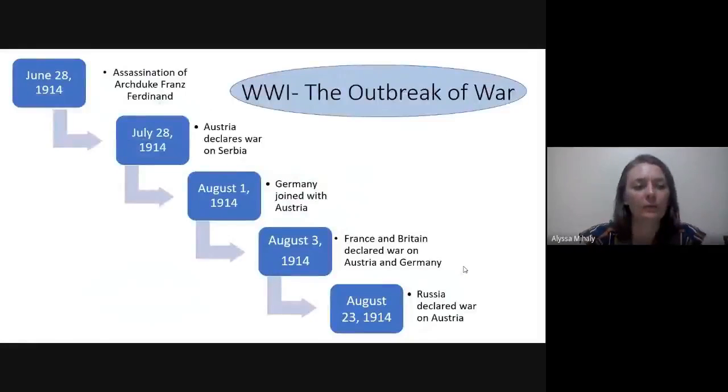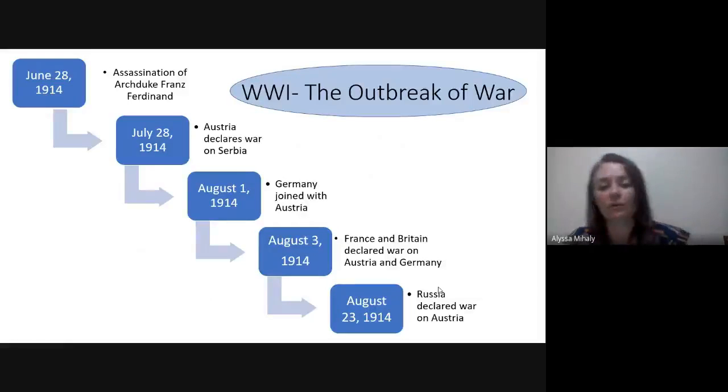So here's kind of the timeline of World War I, the outbreak of the war. On June 28th, 1914, we have the assassination of Archduke Franz Ferdinand. And that same day, Austria declares war on Serbia. Now, after Austria declares war on Serbia, Germany joins Austria. But France and Britain declare war on Austria and Germany because they are in alliance with Serbia. And eventually, Russia is able to mobilize itself and declares war on Austria as well.